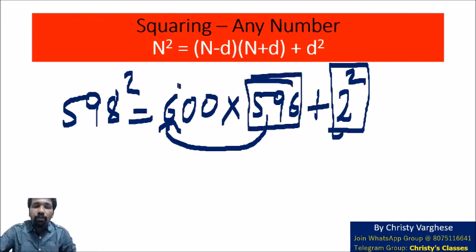596 into 6, how to do? 600 into 6 is 3600. 600 into 6, sorry. 600 into 6 is 3600. Now 596 into 6 will be 3600 minus 4 into 6.